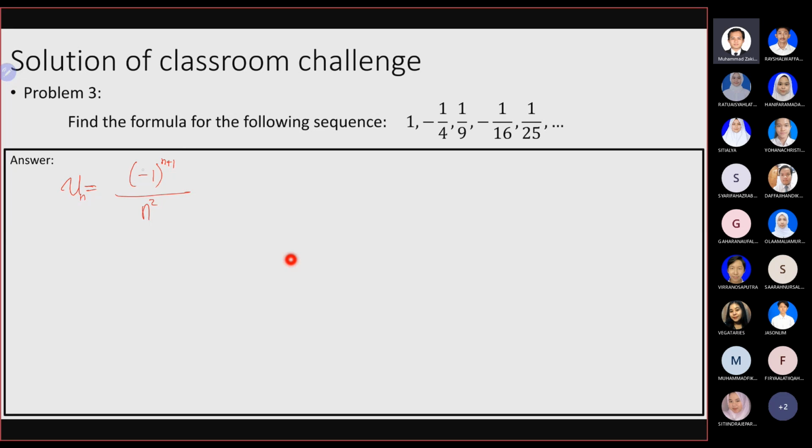Nah, min 1 itu kalau pangkatnya genap dia positif, plus 1. Kalau pangkatnya ganjil tetap min 1. Makanya supaya kita bisa mengubah dari yang ganjil jadi genap, kita tambahkan 1 saja. Urutan pertama jadi min 1 pangkat 2 positif. Kemudian penyebutnya di situ selalu bentuk kuadrat ya. 1, 4 itu 2 kuadrat, 9 itu 3 kuadrat, 16 itu 4 kuadrat, dan seterusnya.